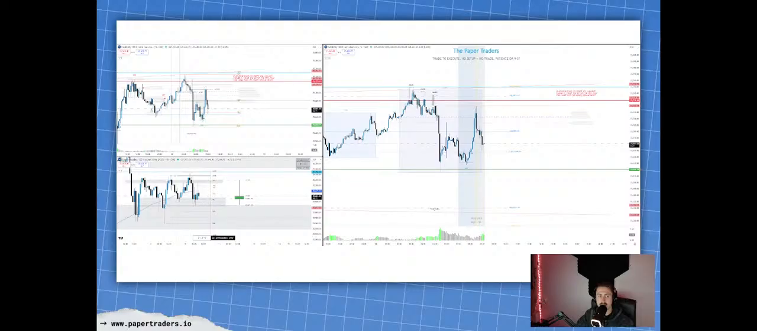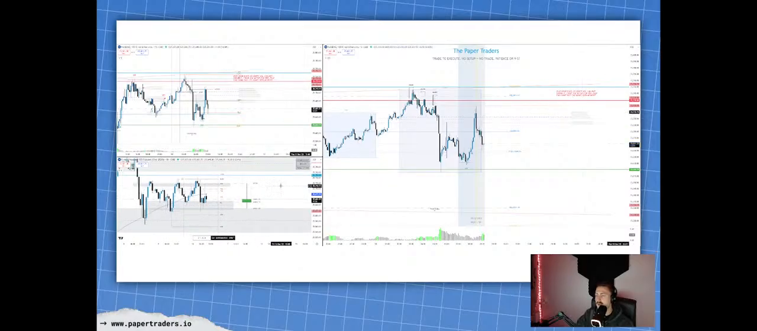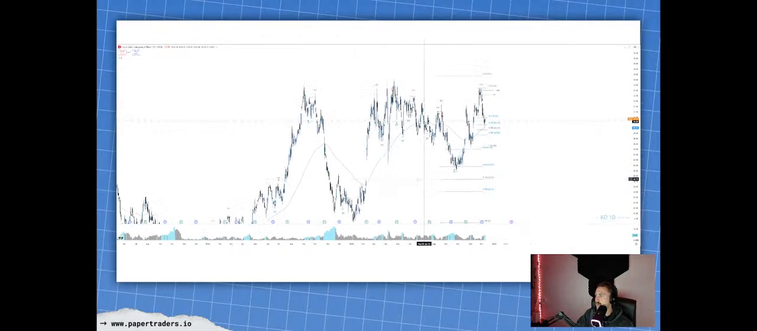Stay patient and wait for something solid to present itself for us today. Right, there is absolutely no rush. If something doesn't present itself, that's completely fine. There's always another day, another trade.